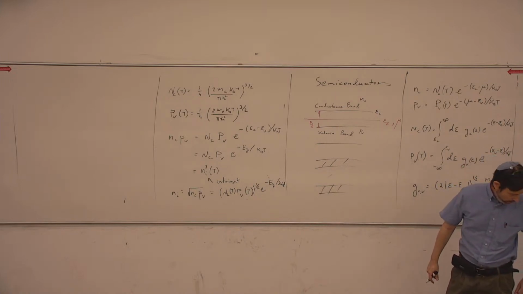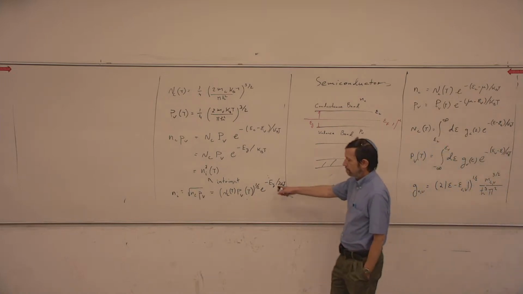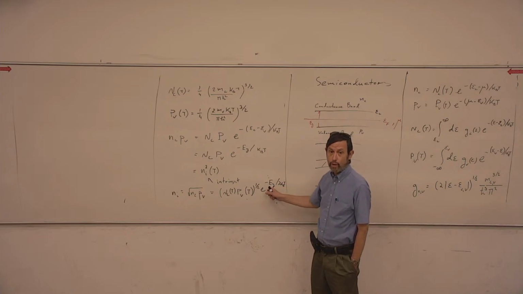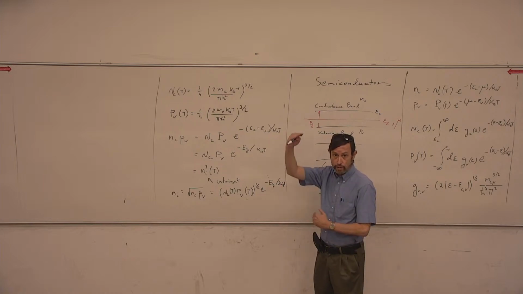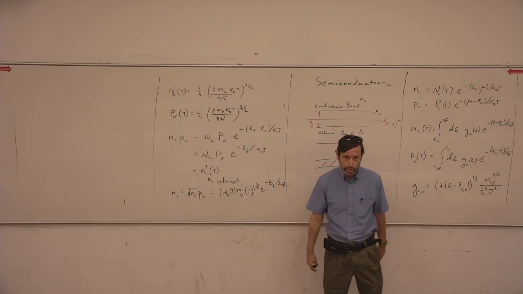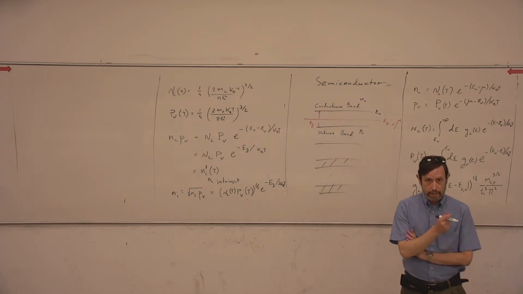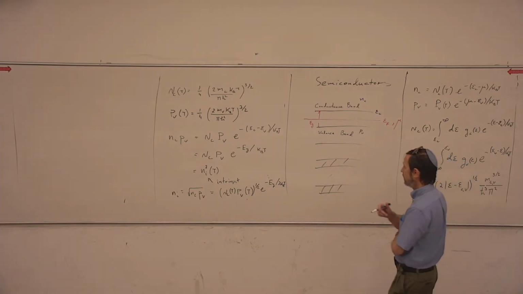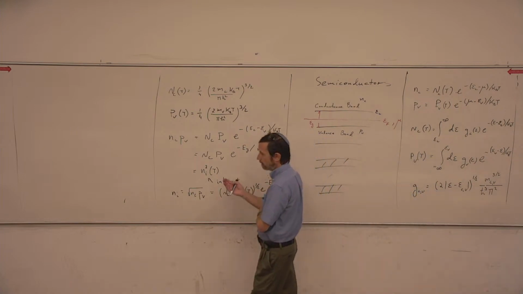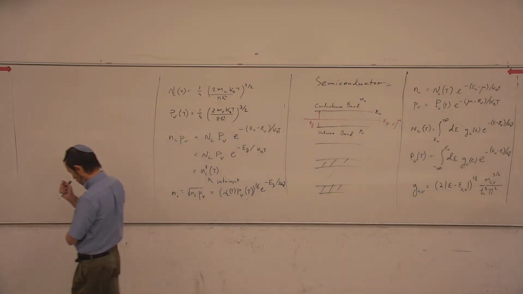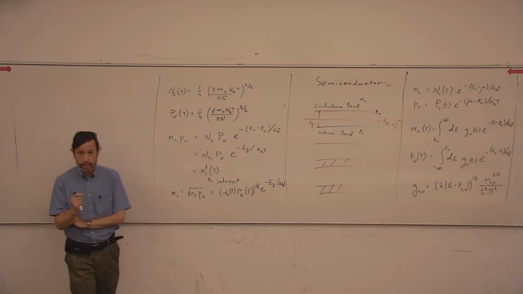And basically they go down exponentially as a function of the gap. The larger the gap, the smaller is the number of electrons either in the conductance band or holes in the valence band.